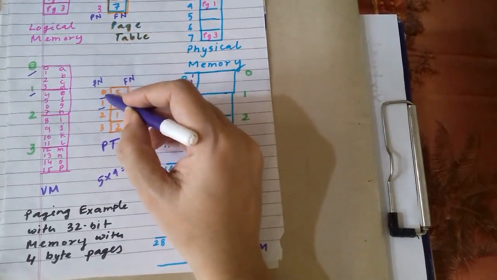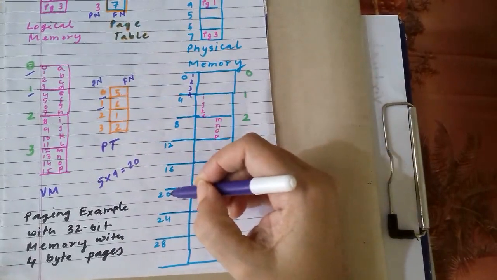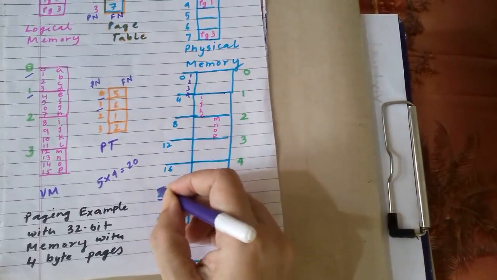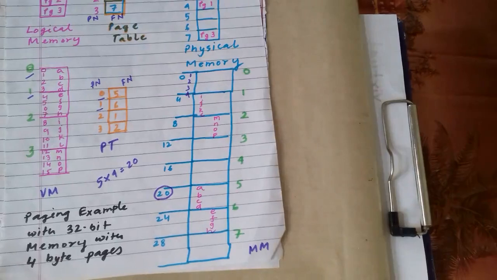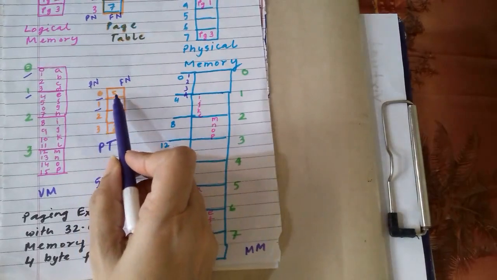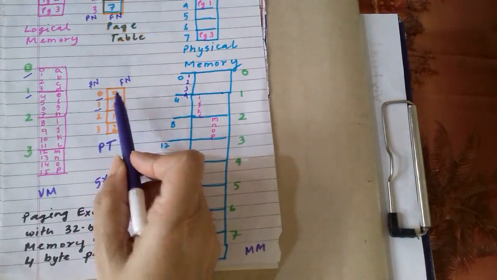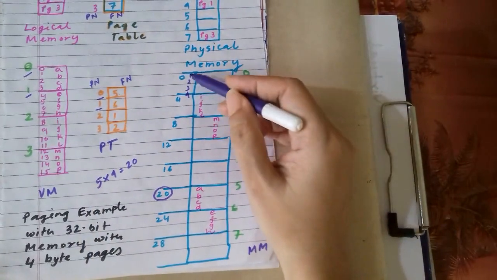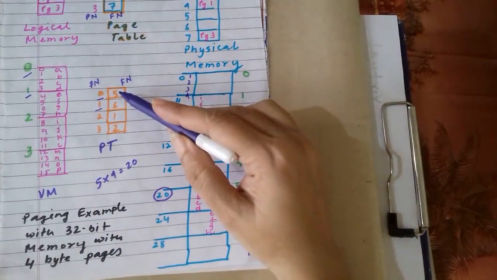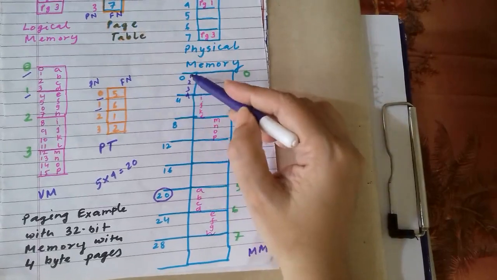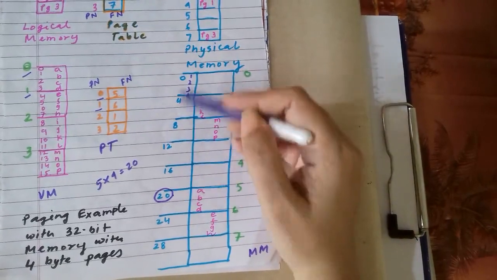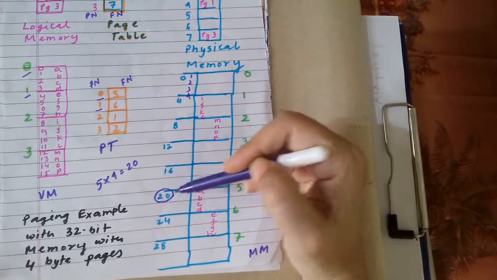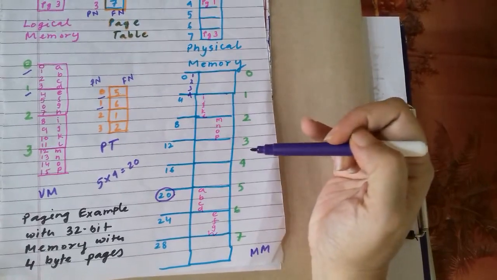So where will we get page 0? We should get it at location 20. Is it understandable? The 0th page is present in frame number 5, where each frame consists of 4 bytes. So the 5th frame means which byte? It will be the 20th byte. The 20th byte is nothing but the 5th frame.